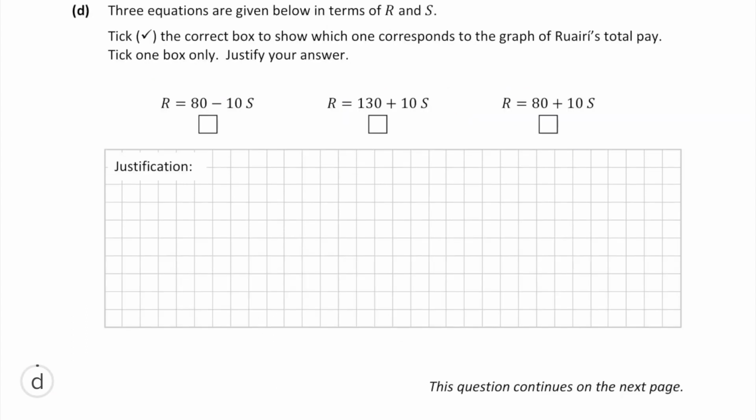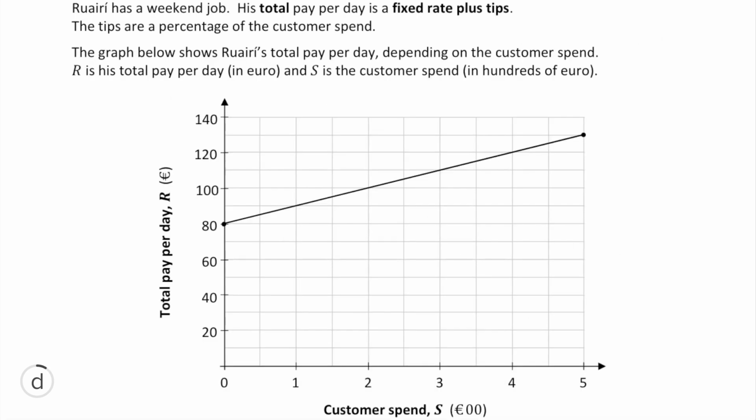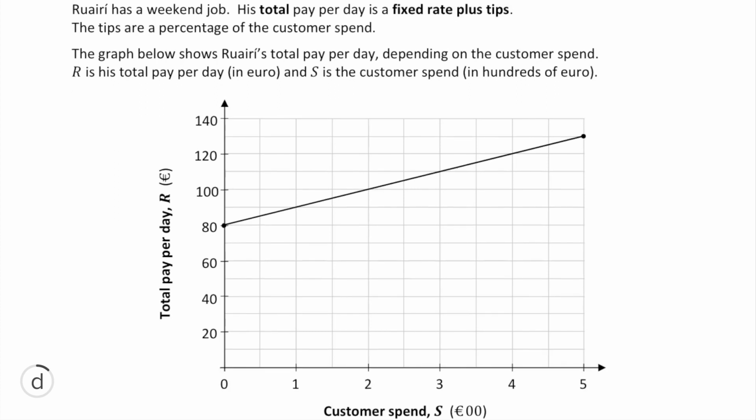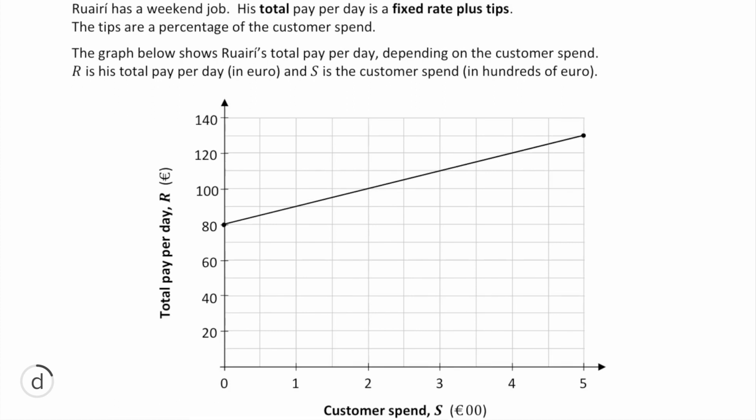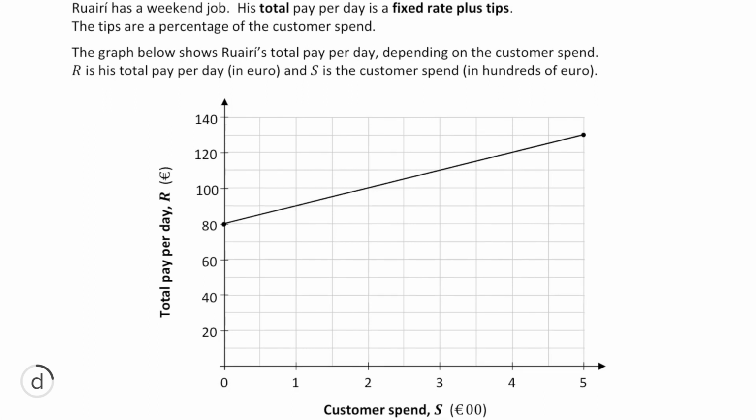Moving on to part D, we're given 3 equations to find R, and we have to find which one is correct and give a reason for it. So going back to the start of the question, we see that to find his total pay per day, we have the fixed rate of 80 euro, and this gets increased as the customer spend increases. So therefore the formula to find R must be 80 plus a multiple of S.